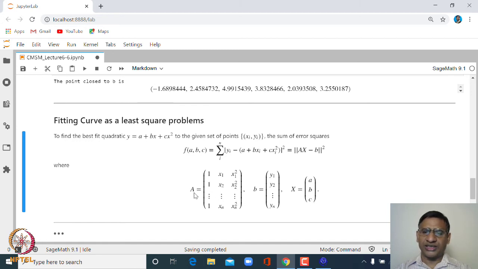So, if you take Ax, what will you get? The first entry of Ax will be a plus b x1 plus c x1 square, the second row is going to be a plus b x2 plus c x2 square, and so on. Take the first entry of Ax minus b; its norm square is nothing but the first entry in this summand. So, that is how you are converting this best fit problem to a least square problem, that is minimizing this sum of the error square.